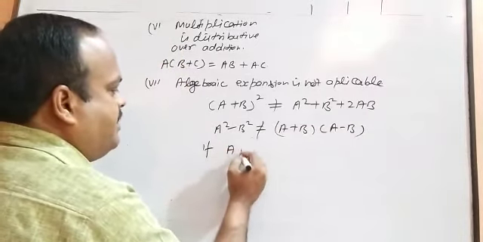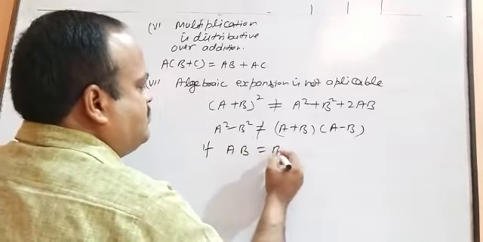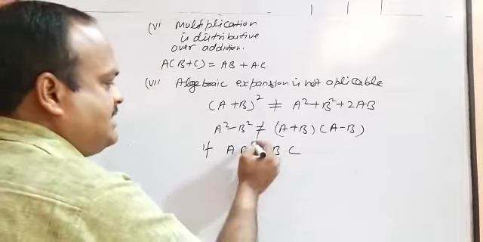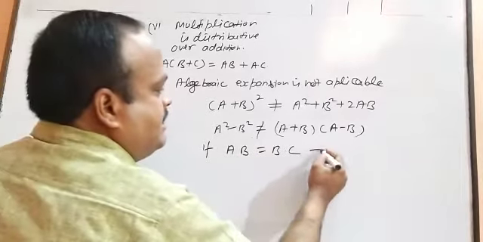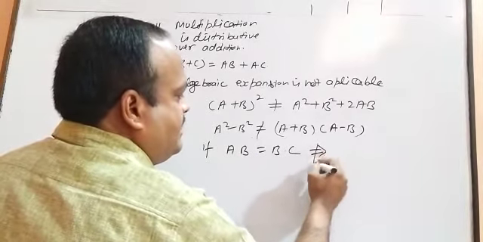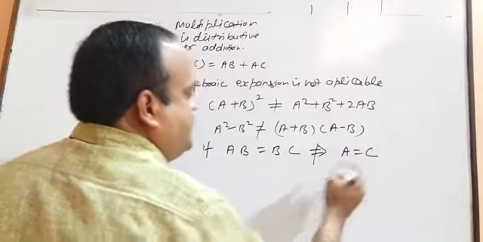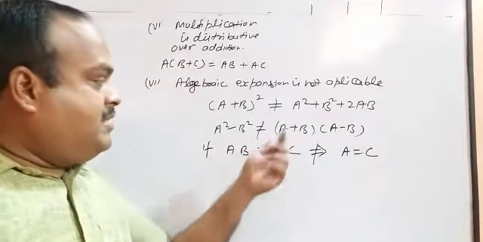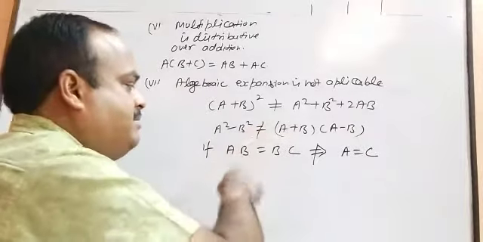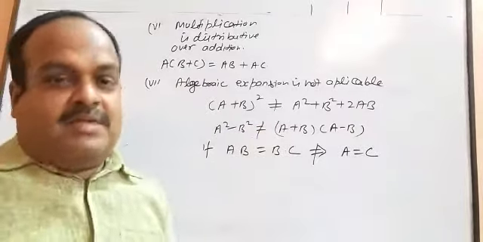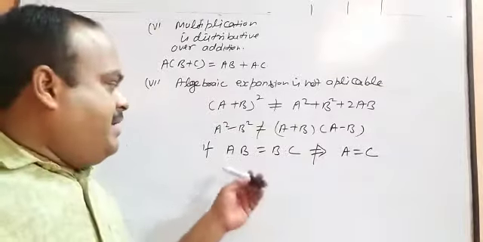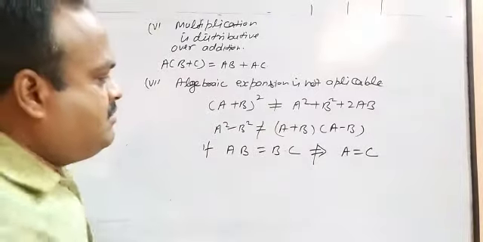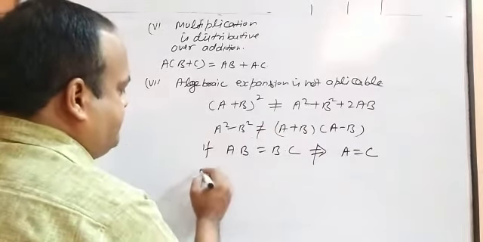If A into B is equal to B into C, then this cancellation law does not imply A is equal to C. In the case of real numbers, if AB is equal to BC, immediately we cancel out B and get A equal to C. But in the case of matrices, if AB equals BC, then it is not necessarily A is equal to C.